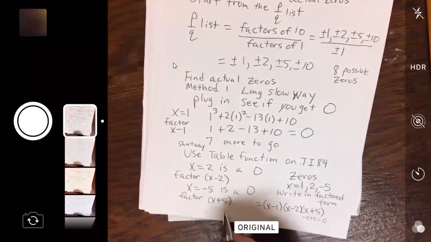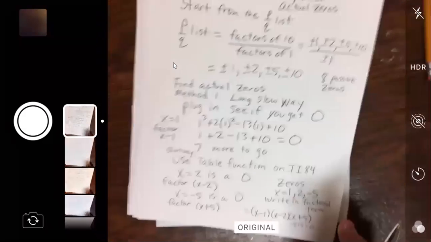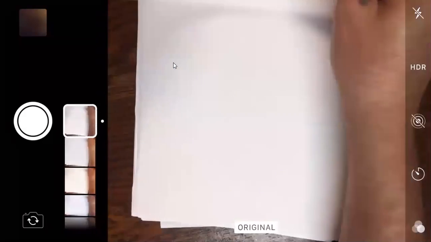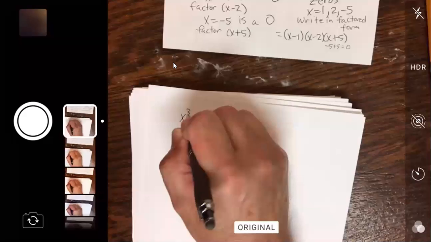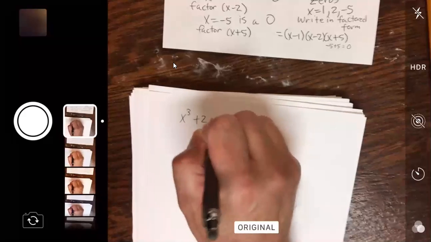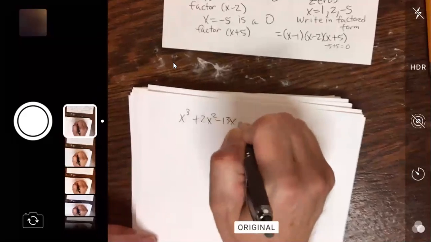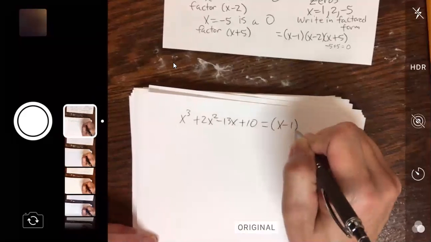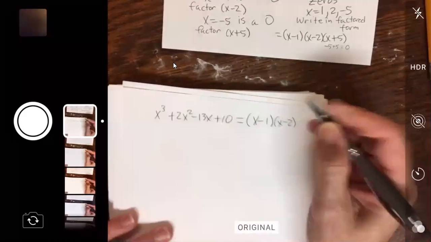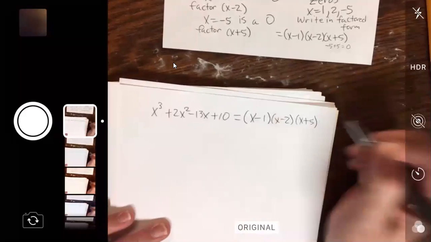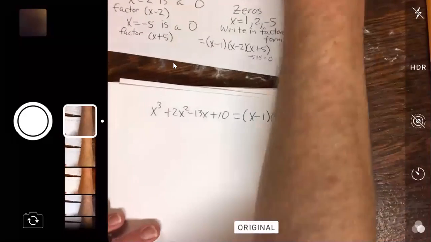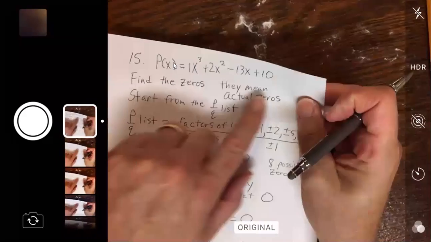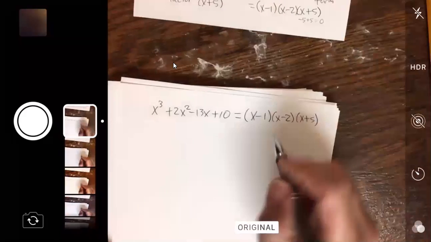Okay, and on this side, you have your original polynomial. Let me write it out. On the left side, you've got your root. So what we're saying is this original polynomial, x cubed plus 2x squared minus 13x, add 10, has these three factors, x minus 1, x minus 2, and x plus 5. We started with that original, and we're saying that it's got these factors.